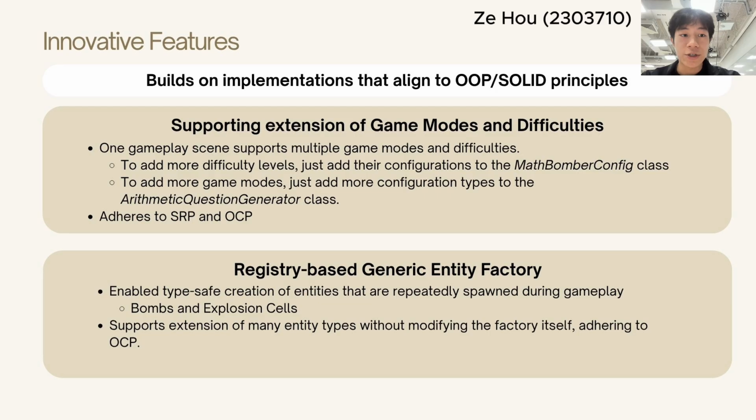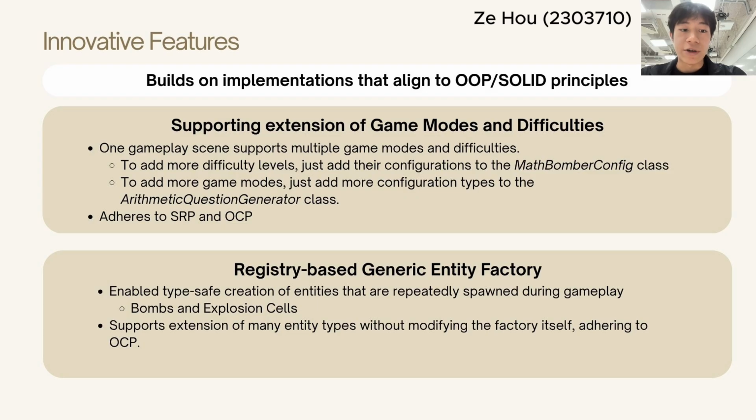Our innovative features build on implementations that align to OOP and SOLID principles. We support the extension of game modes and difficulties. One gameplay scene supports multiple game modes and difficulties. To add more difficulty levels, we just add their configurations to the Math Bomber config class. To add more game modes, we add more configuration types to the arithmetic question generator class. This adheres to SRP as all responsibilities are segregated, and also OCP as the gameplay scene does not need to be modified to accommodate different game modes and difficulties.